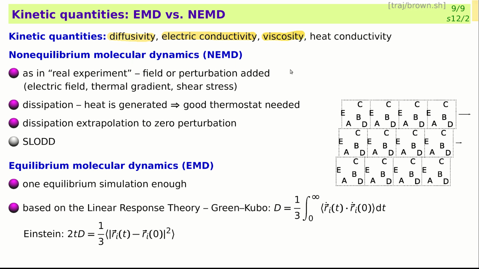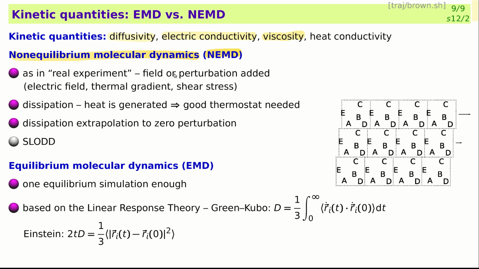Viscosity, heat conductivity, and so on. In principle, there are 2 types of algorithms. One is non-equilibrium molecular dynamics. The acronym is NEMD. You should remember this. This is very close to a real experiment.